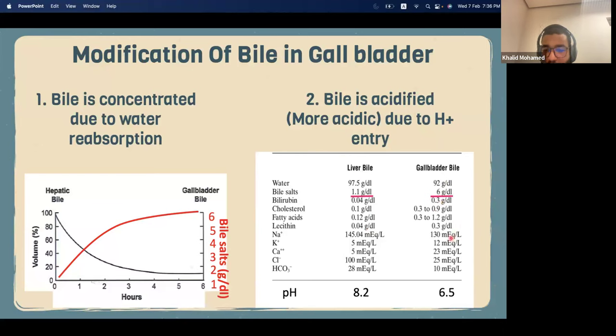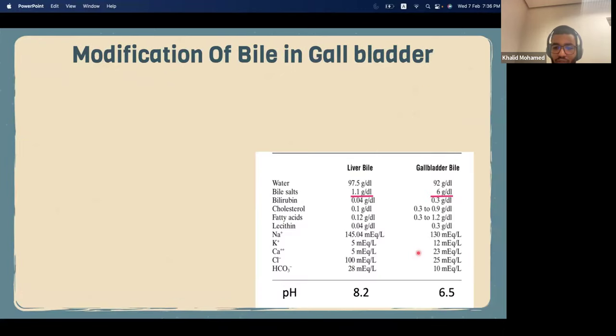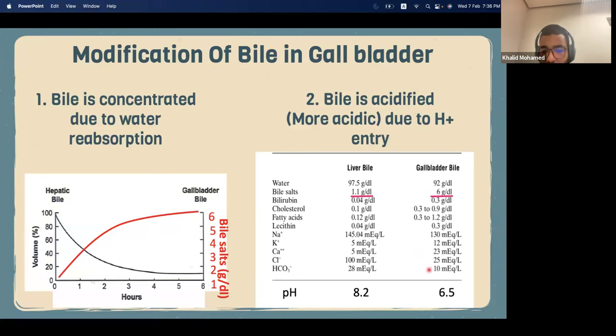That's also because sodium is being reabsorbed. Chloride as well is much lower in the gallbladder than it is in the liver bile, because chloride is being reabsorbed in two places. In the liver, it's being reabsorbed, and also in the gallbladder it's being reabsorbed. Okay. And finally, HCO3 is lower in the gallbladder than in the liver bile. Okay. So everything makes sense over here. And then finally, pH. We said that gallbladder bile is going to be more acidic than liver bile because H plus is being secreted.